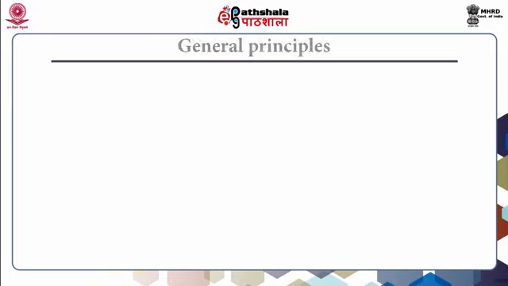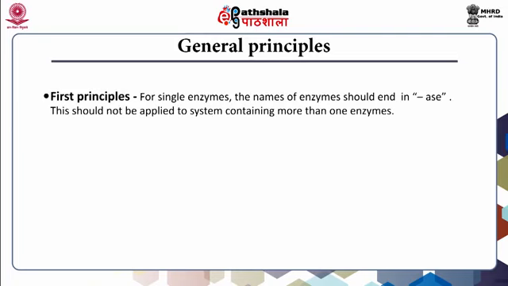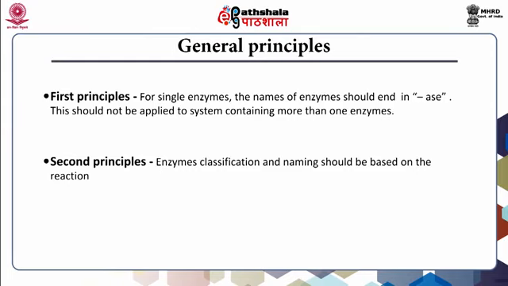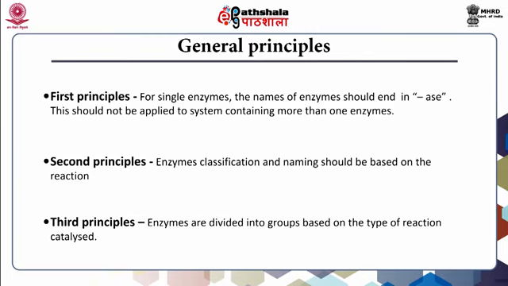Let us see the general principles of classification of enzymes. The first principle is: for single enzymes, the names of enzymes should end in -ase. This should not be applied to systems containing more than one enzyme. The second principle is: enzyme classification and naming should be based on the reaction catalyzed by them. The third principle is: enzymes are divided into groups based on the type of reaction catalyzed.